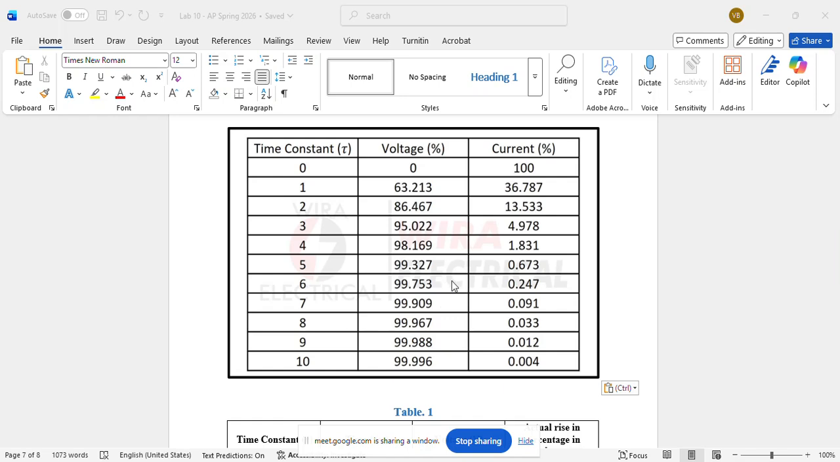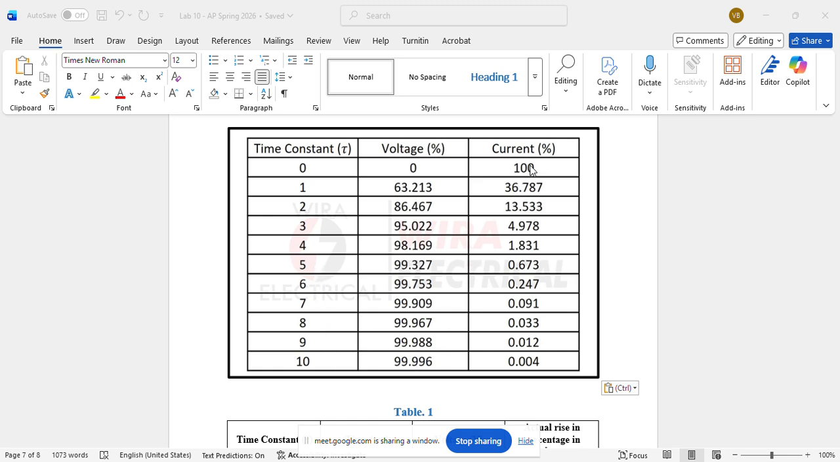Okay, so this table is very much helpful to understand how the capacitor is charged. After one time constant, the capacitor is charged to 63%, after the second 86%, after the third 95%, after the fourth 98%, after the fifth 99%. So at this position we consider it fully charged, because after this there is a very minor change if more time passes.